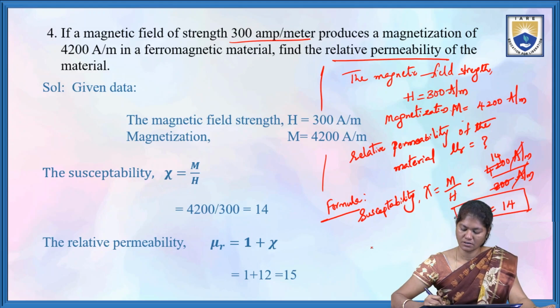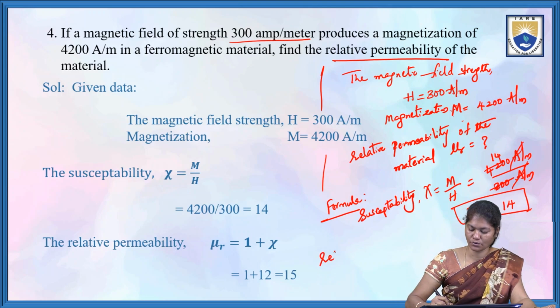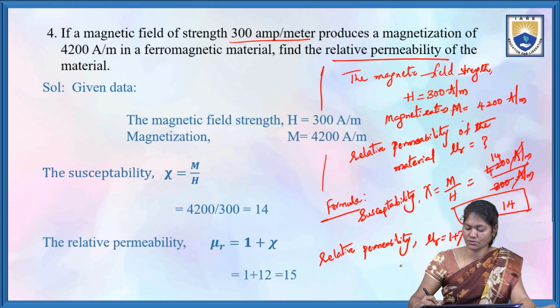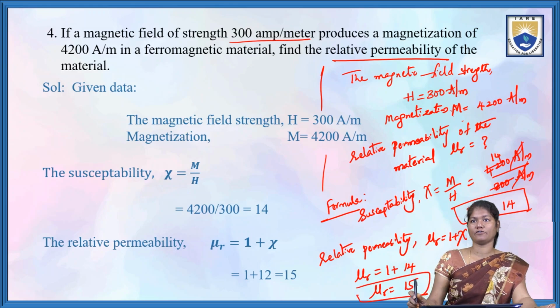Then to find the relative permeability of the material, the formula is mu r is equal to 1 plus chi. Just now we calculated the chi value, so let's substitute. Mu r is equal to 1 plus 14. So mu r is equal to 15. This is the relative permeability of the given ferromagnetic material.